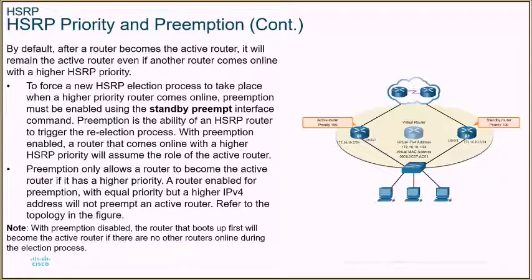Note, with preemption disabled, the router that boots up first will become the active router if there are no other routers online during the election process. So again, we've got this active router priority of 150 and the standby router is the default 100. And by putting in that standby preempt in the config for that interface, even if this router is up in the active router, if this one boots, it will actually trigger a new election and it will end up becoming the active router.